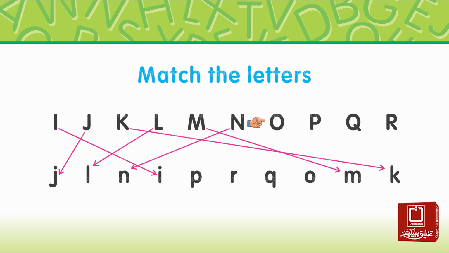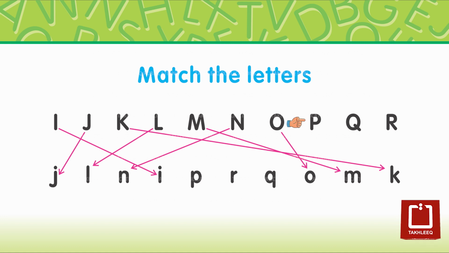This is capital letter O. Now we search small letter O in the second row. J, L, N, I, P, R, Q, O. Yes, this is small letter O. So we match capital letter O with small letter O.